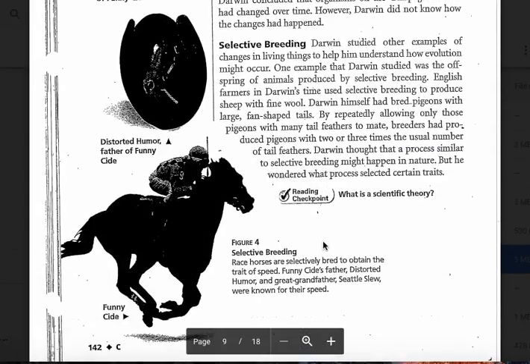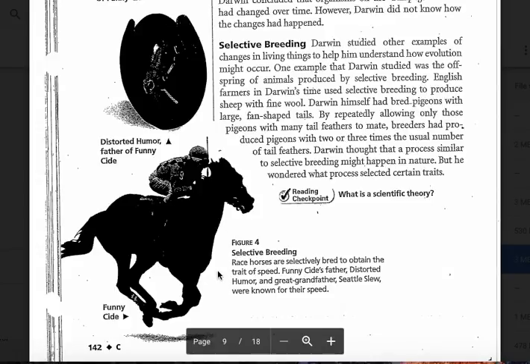Selective breeding. Darwin studied other examples of changes in living things to help him understand how evolution might occur. One example that Darwin studied was the offspring of animals produced by selective breeding. English farmers in Darwin's time used selective breeding to produce sheep with fine wool. Darwin himself had bred pigeons with large, fan-shaped tails. By repeatedly allowing only those pigeons with many tail feathers to mate, breeders had produced pigeons with 2 or 3 times the usual number of tail feathers. Darwin thought that a process similar to selective breeding might happen in nature, but he wondered what process selected certain traits.